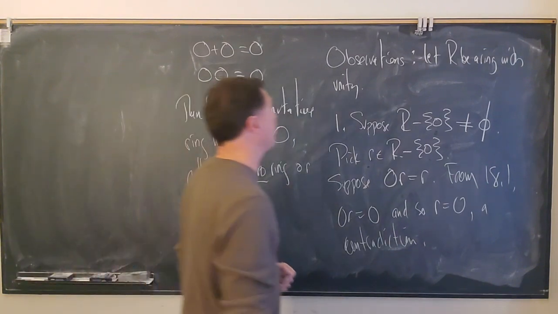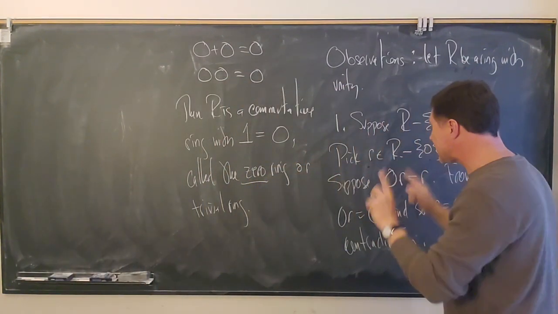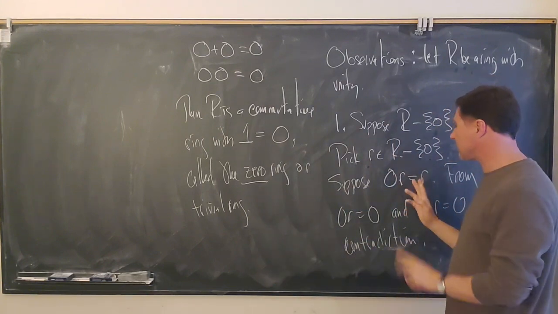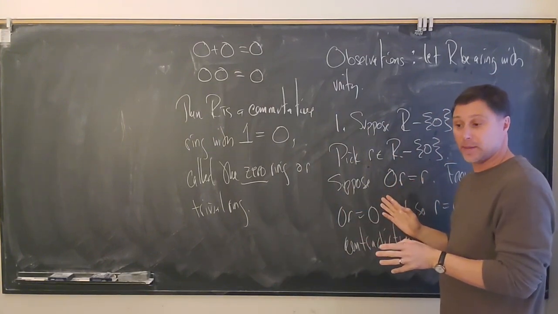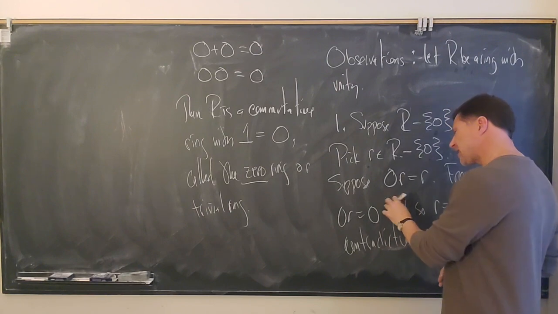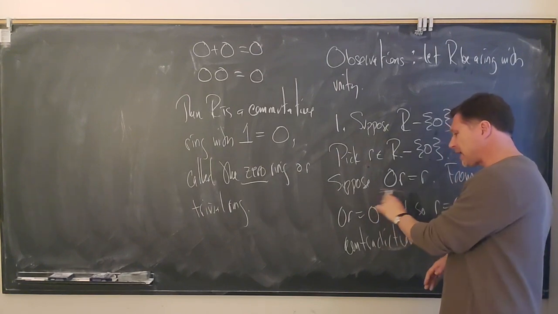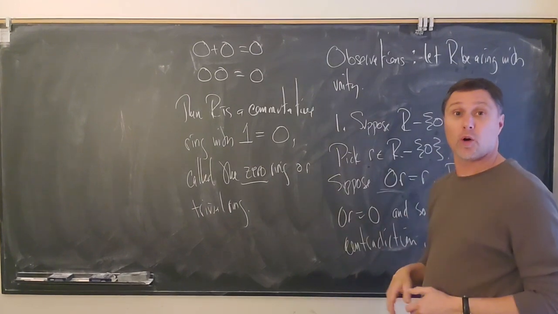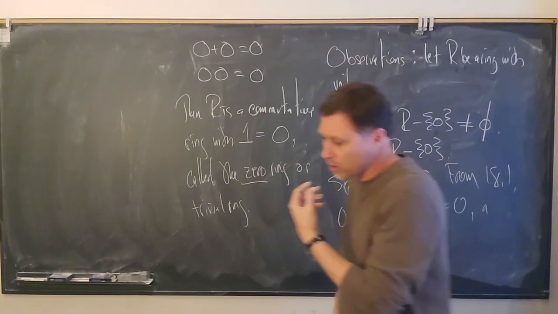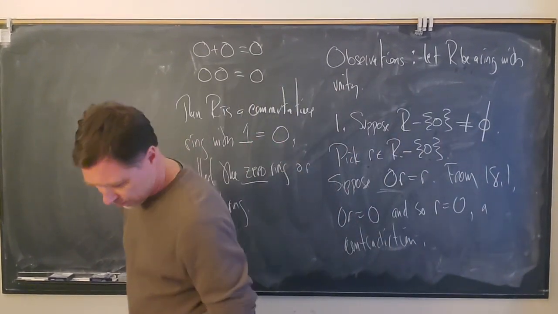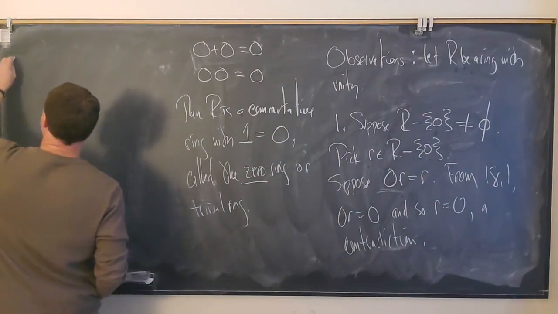We started off with a ring with unity, so we know that there is somebody that behaves as the multiplicative identity. And what we said is, suppose that that multiplicative identity is actually 0, the additive identity. We got a contradiction, and so let me write this nicely. So, conclusion.